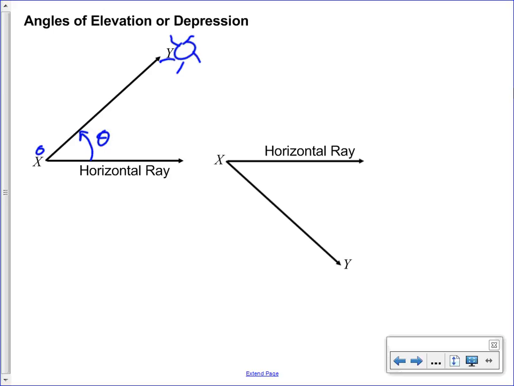If you were standing at the top of a building, right here, and you are looking down at your friend down here, this right here would be the angle of depression, because you have to look down at your friend. Well, if you think about it, you've got right triangles, and since they're alternate interior angles, your angle of depression would also end up over here, because alternate interior angles are congruent.